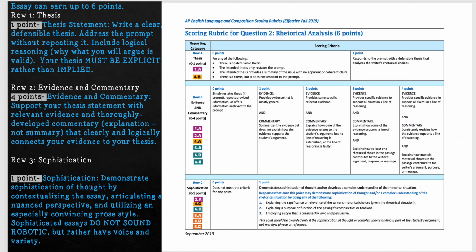I hope this helped you understand the 6-point analytic rubric for the rhetorical analysis essay. In later videos, we will go over how to write an effective introduction using the SPACECAT strategy.